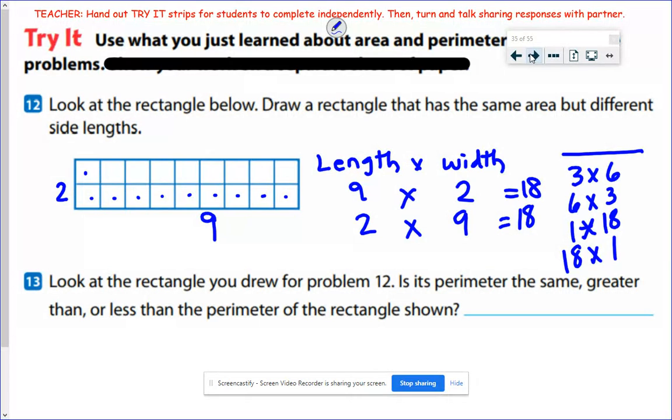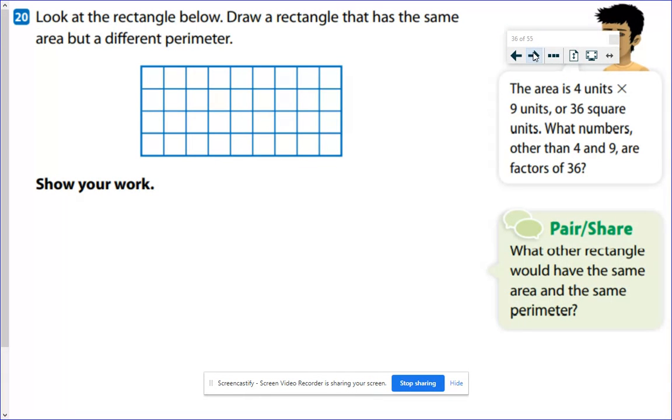Once you do that, look at the perimeters of both and see if the perimeter of the one you drew is the same, is it greater than, or is it less than? Don't spend a whole lot of time on that. Just give it a try. Look at this rectangle below. Draw a rectangle that has the same area but a different perimeter.